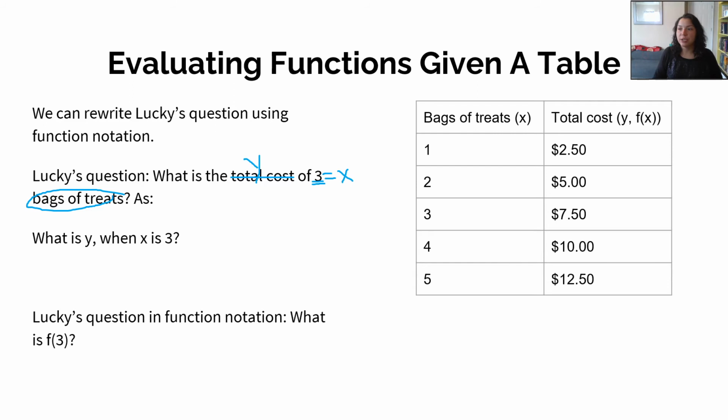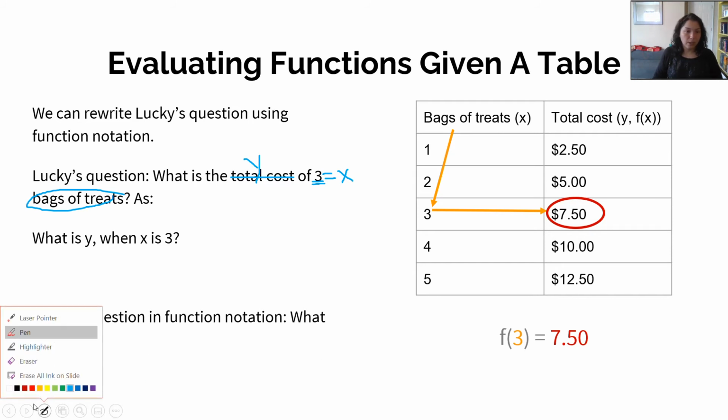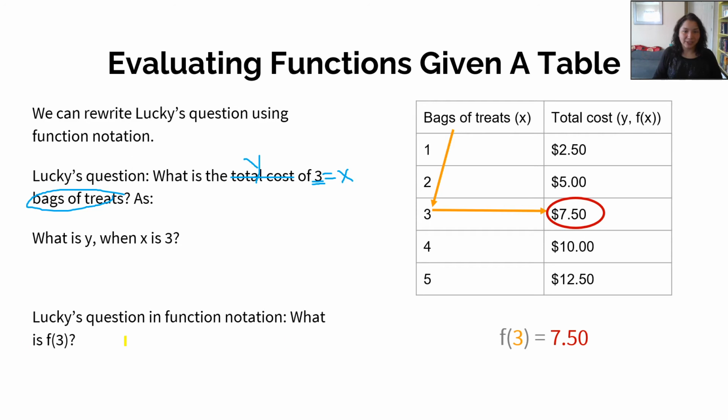So here we have the bag of treats, it's 3, and our total cost, that's $7.50. You guys already knew that. So this is something new. The way we would write our answer, f of 3, that means y, is equal to 7.50.